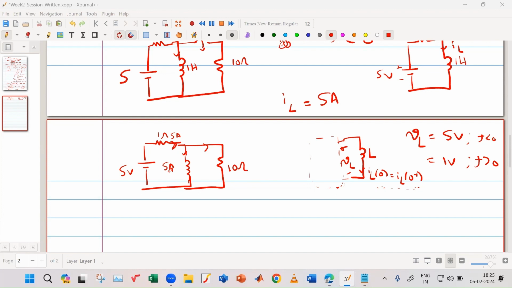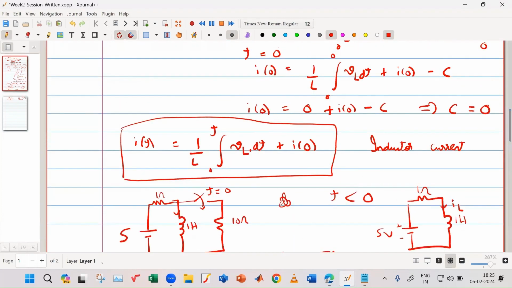So what I want to say is that the inductor current doesn't always have to be zero in the circuit. And because it isn't always zero, that is why this part comes into the picture. That's why I of 0 is there. We cannot neglect that. And this also comes mathematically.